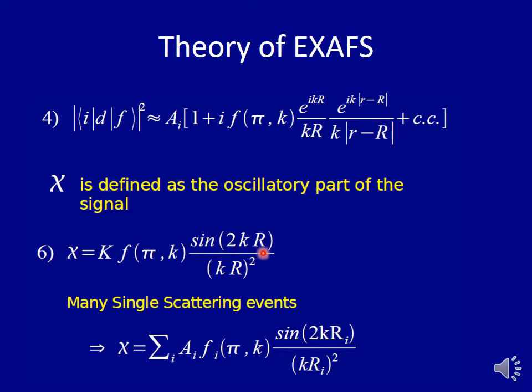So 2r is, of course, twice the bond length, because that's the path length, I should say. That's the path that the electron takes to the scatterer and back. Now, of course, you can have many single scattering events if you have many atoms. You don't just have one neighbor. You have different types of atoms, and so forth. And so you can get a different backscattering amplitude for each one. And then you have different bond lengths r sub i, and so you get a sum over these types of terms.